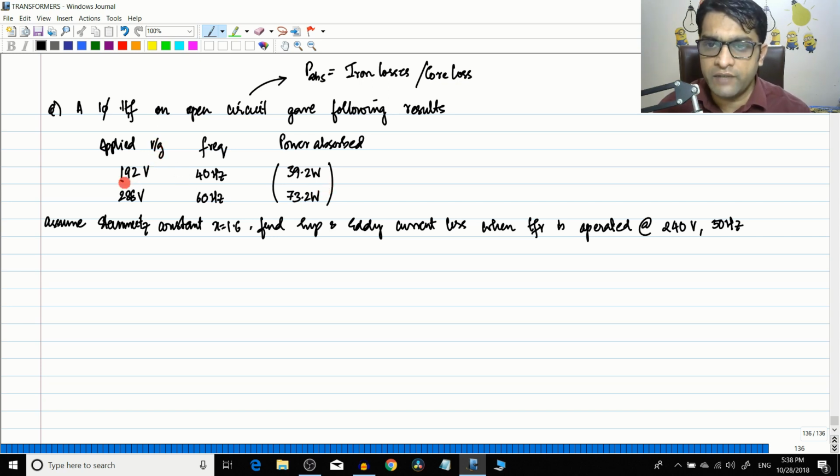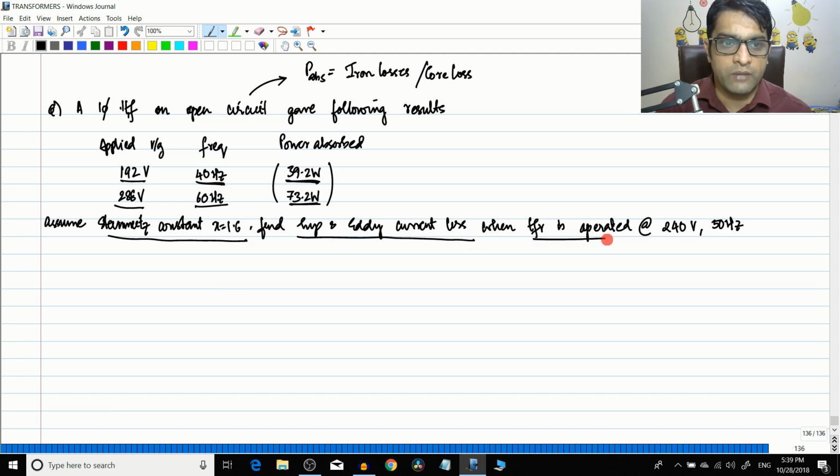So what they are telling is that when 192 volt and 40 hertz is applied, the power absorbed is 39.2 watt. And when 288 volt and 60 hertz is supplied, then the core losses are 73.2 watts. What they are telling is that if the Steinmetz constant x is equal to 1.6, we have to find the eddy current loss when the transformer is operated at 240 volt and 50 hertz. So that is the question here.